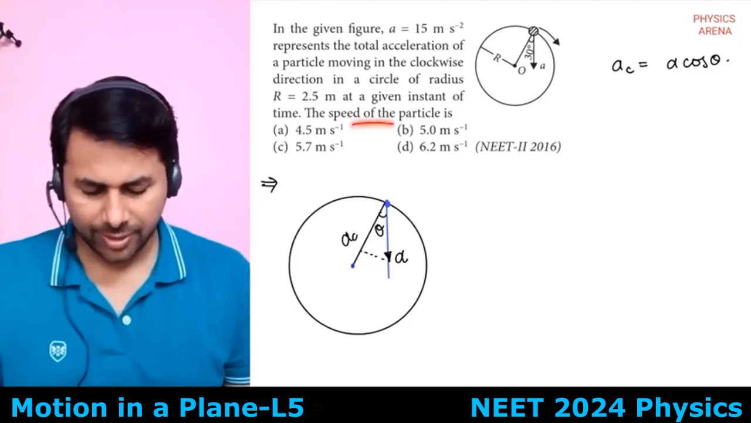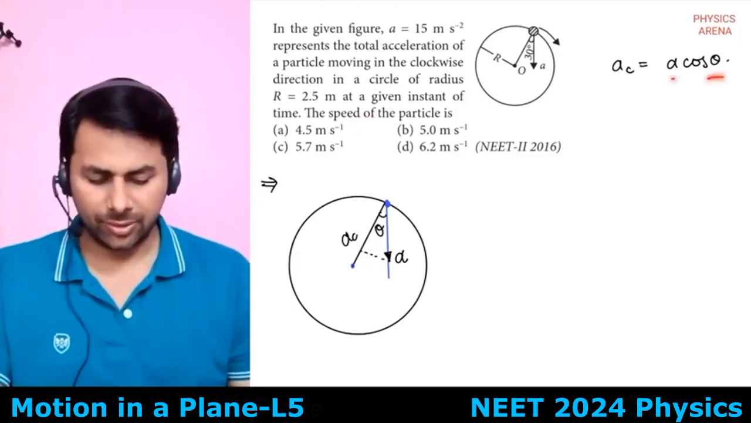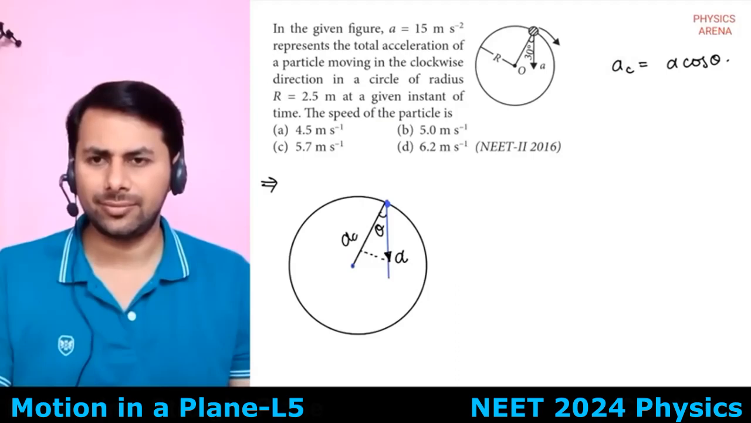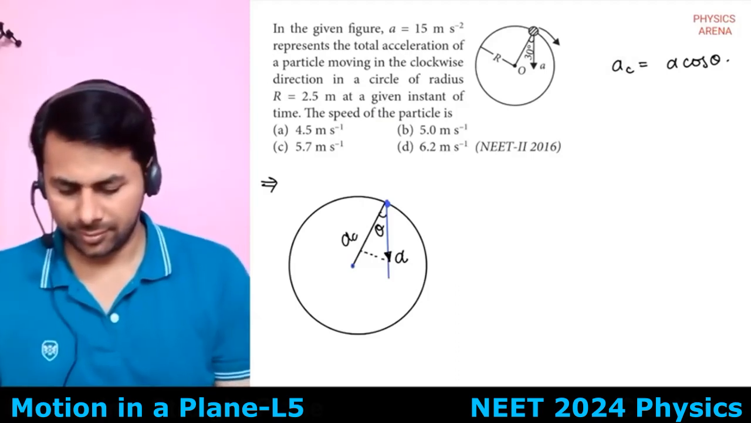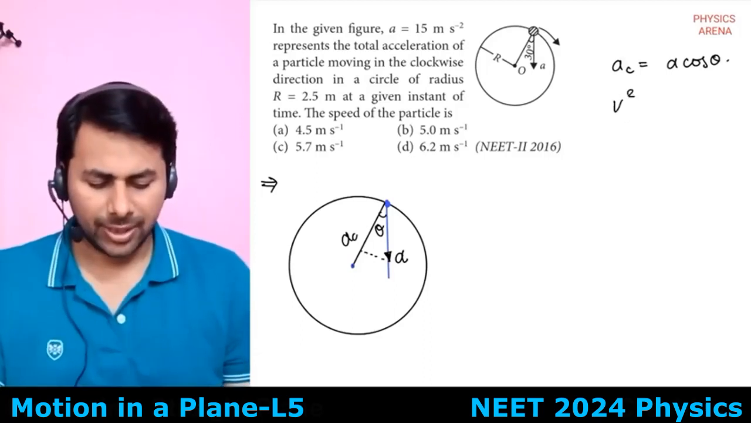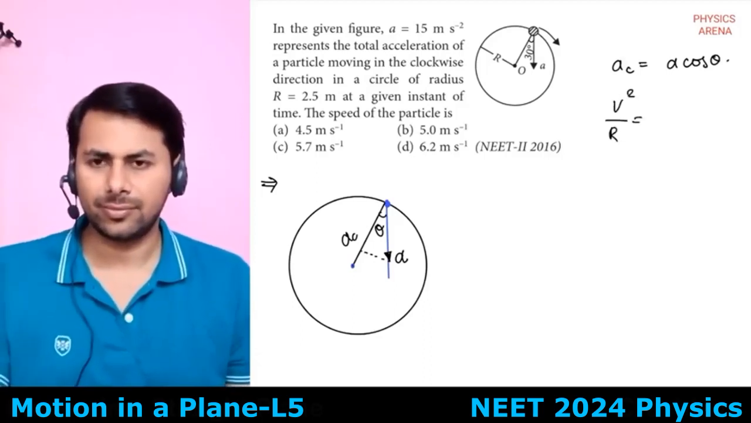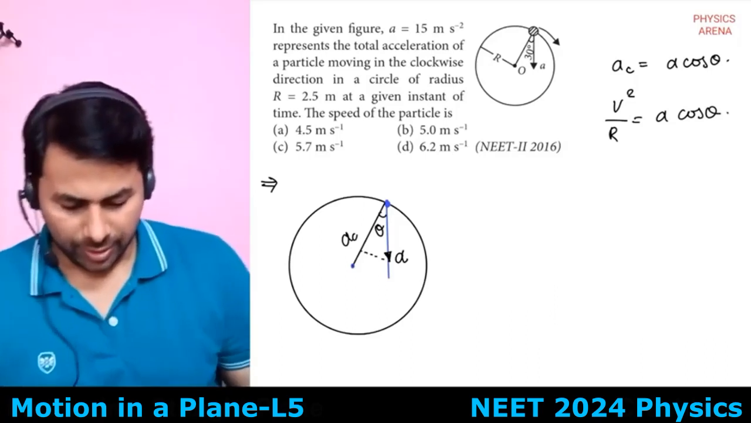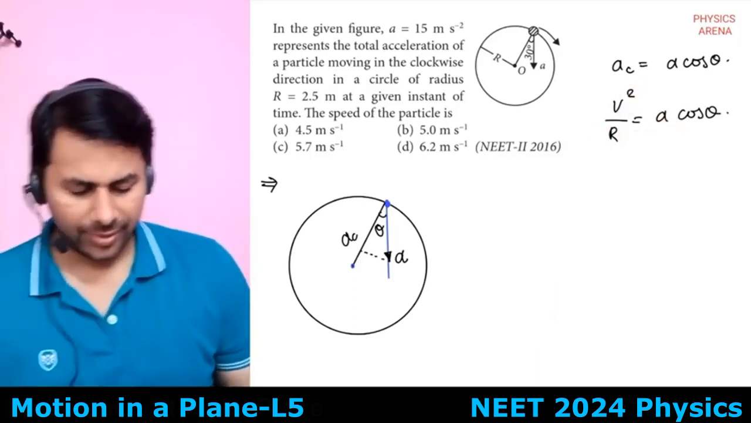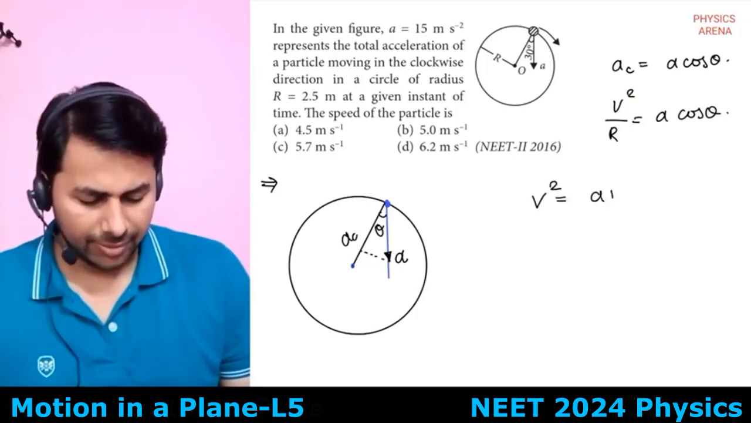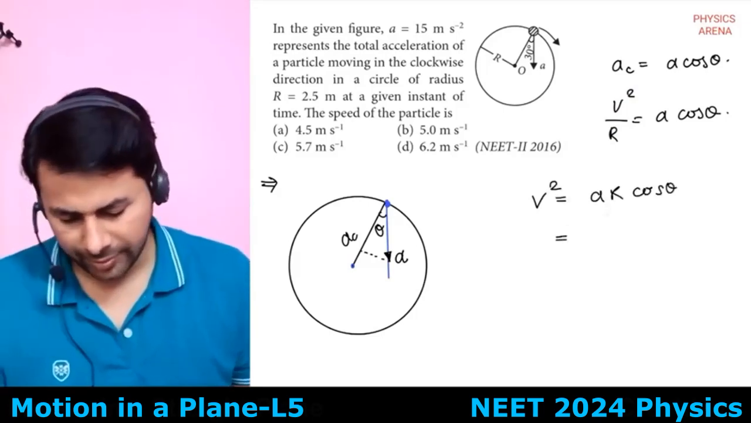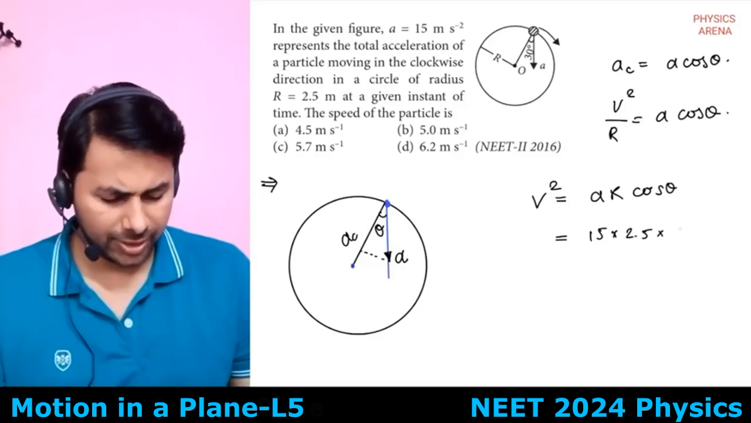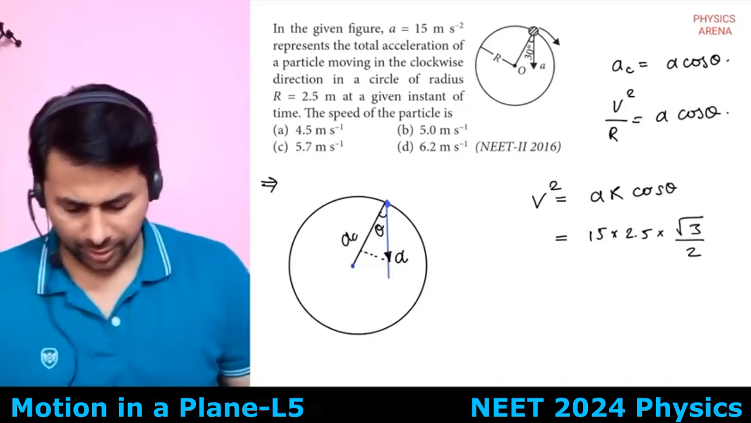Okay, and you want to find out speed. So do you know the formula? You know theta, you know A. Do you know the formula of speed in terms of centripetal acceleration? You know it, right? It's v square upon r. So move that R to the other side, you can find V square. V square will be equal to A times R cos of theta. So A is given, it's 15, R is 2.5 and angle is 30. So how much is cos of 30? Root 3 by 2.